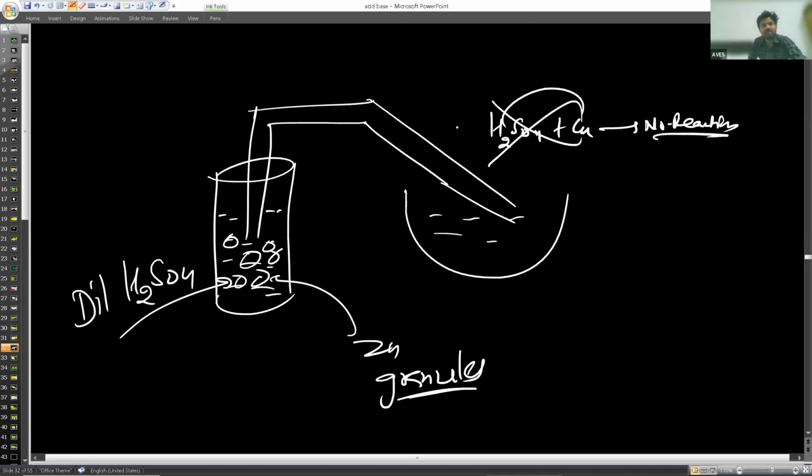And there is one more property. Since we are studying the properties of bases, and we have a question here, there is one more property: when bases react with metals, they also produce salt plus hydrogen gas.